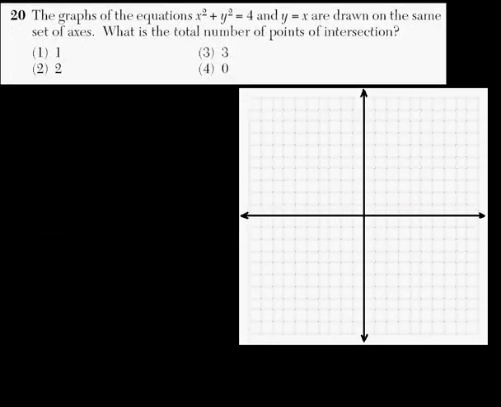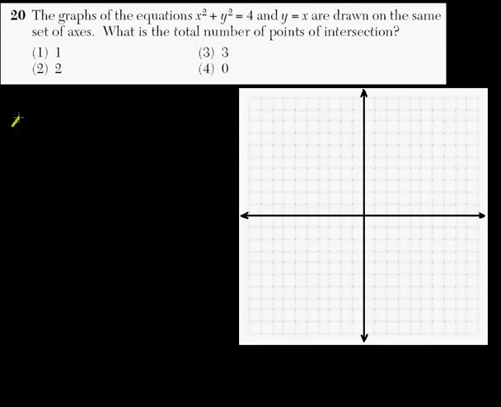Next problem says the graphs of the equation x squared plus y squared equals 4 and y equals x are drawn on the same set of axes. What is the total number of points of intersection? Okay, now this is actually a really easy question to answer if you know that x squared plus y squared equals 4 is the equation of a circle centered at the origin with radius 2.